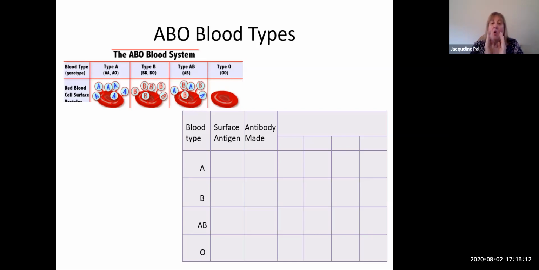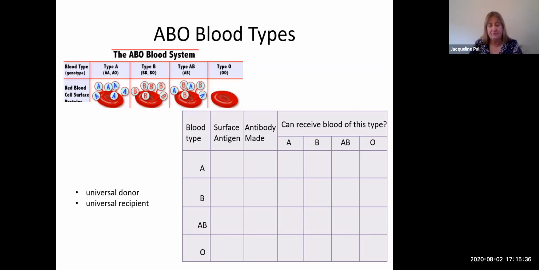All right. Once you have that column for antibody made, then you can figure out what types of blood you can receive. You can't receive a blood that contains the antigen that you make the antibody for. So I'm going to go through one row and then I'm going to have you pause it and you will do the rest on your own. And I'm not going to give you the answers to these.